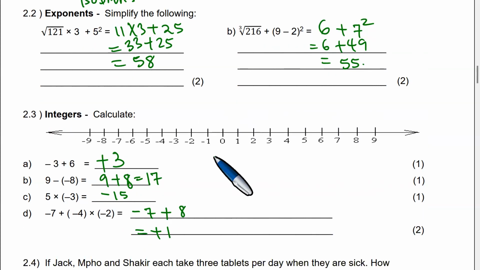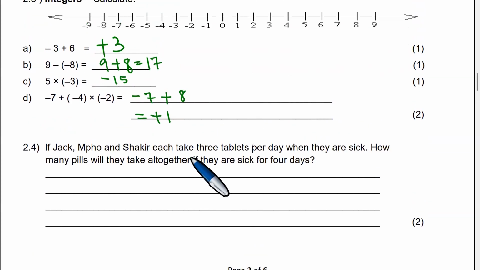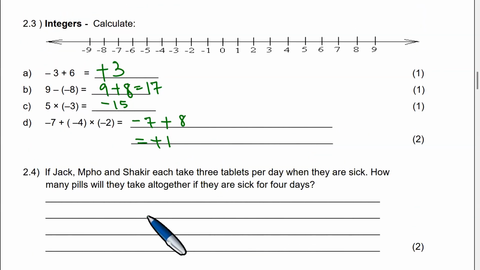Next question. Jack and Paul and Shakir each take 3 tablets per day when they are sick. How many pills would they take altogether if they are sick for 4 days? What is the answer? Says the answer 12. How did you get 12, Lindsay?